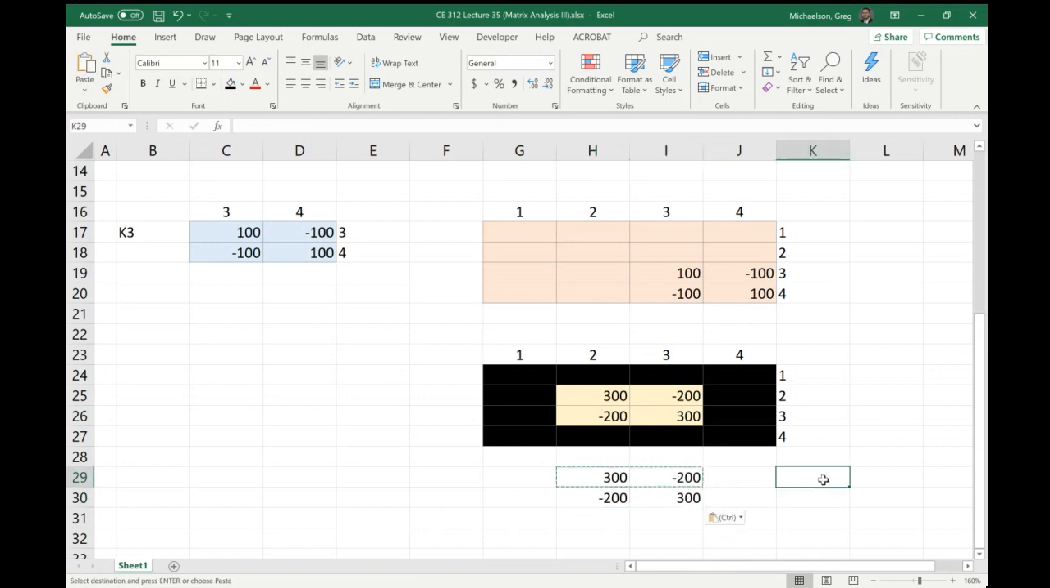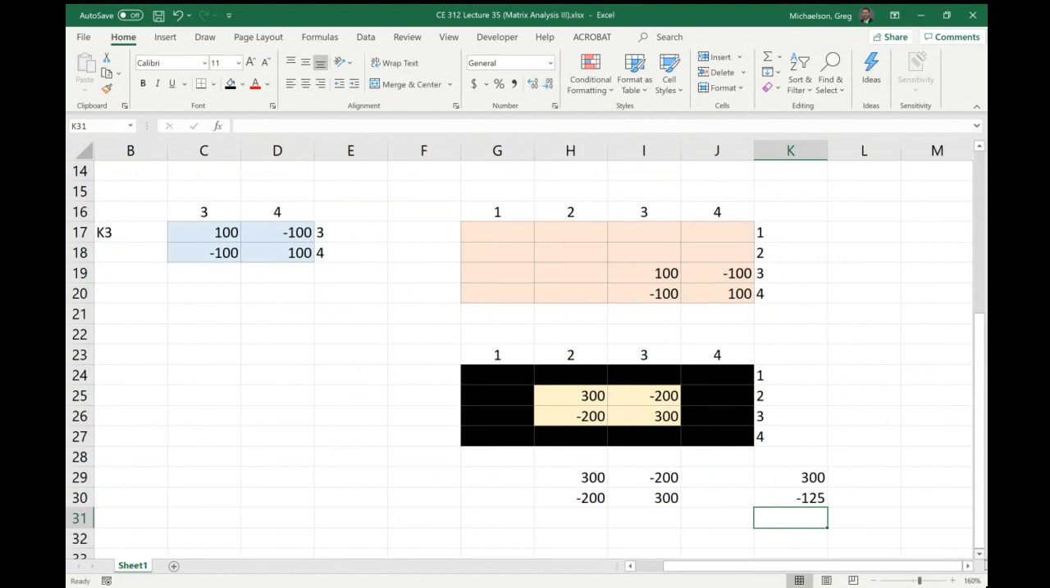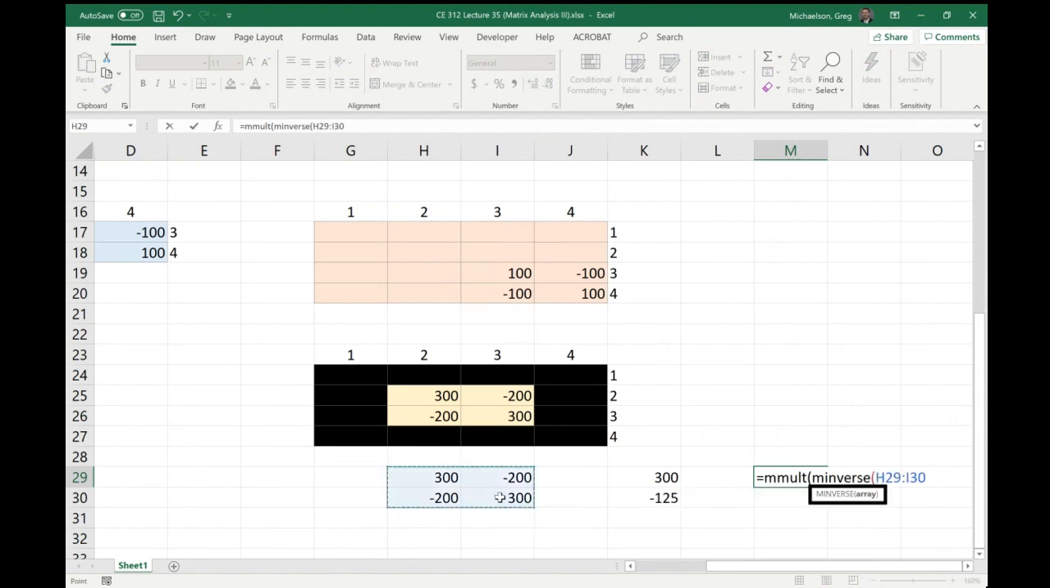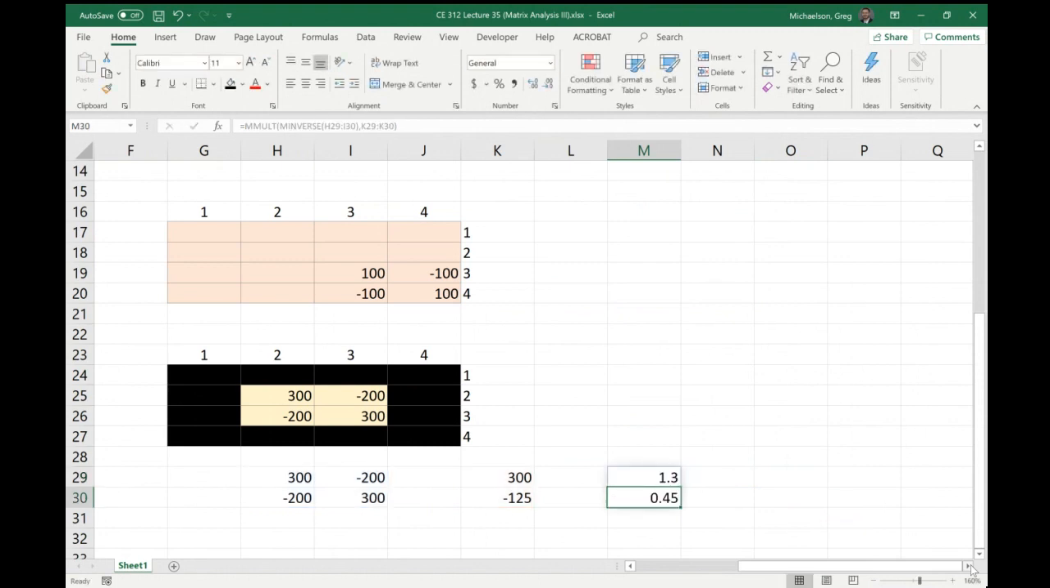And then in order to determine the displacements, we had a load vector of 300 and minus 125. Now watch what I'm going to do here. This is what I'll leave up here for a bit. So we're going to do equals. We've got to do matrix multiplication of the inverse of this, so the inverse of that times that. That's ultimately what we've got to do. And so when we press enter, that's what we get, as Mr. Enoch said, the 1.3 and the 0.45.